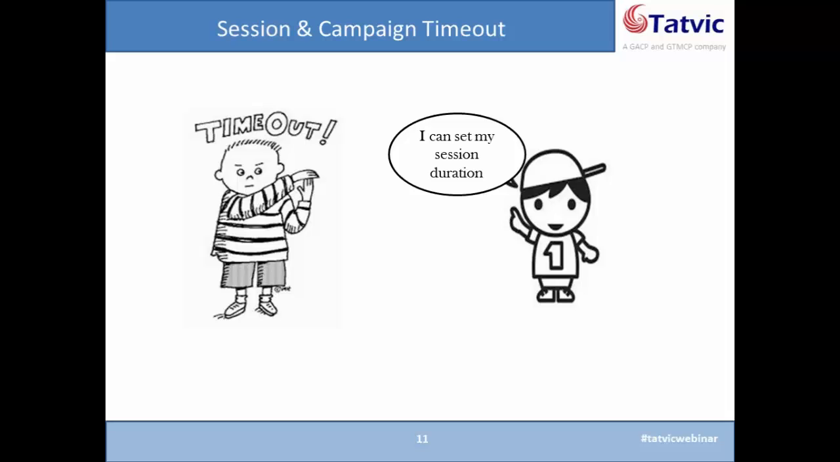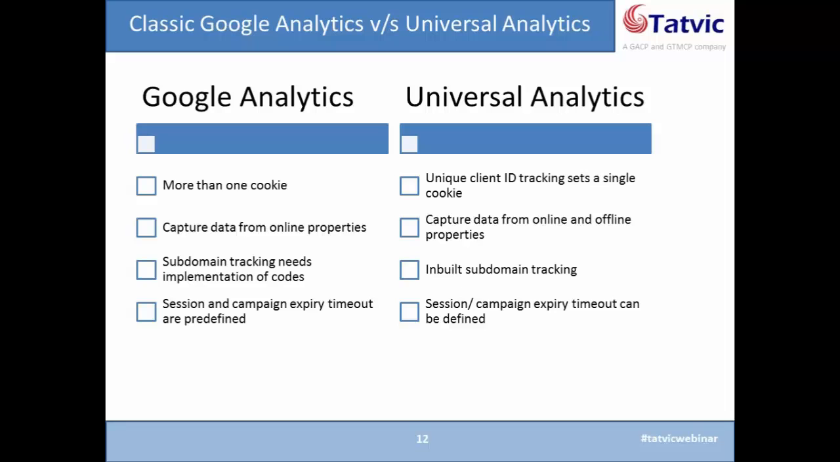So these were all the differences between classic Google Analytics and Universal Analytics which we have listed. Let me summarize all of them so that we can have a quick overview. The first difference was about the number of cookies, which was Universal Analytics has only one cookie while Google Analytics has more than one cookie.